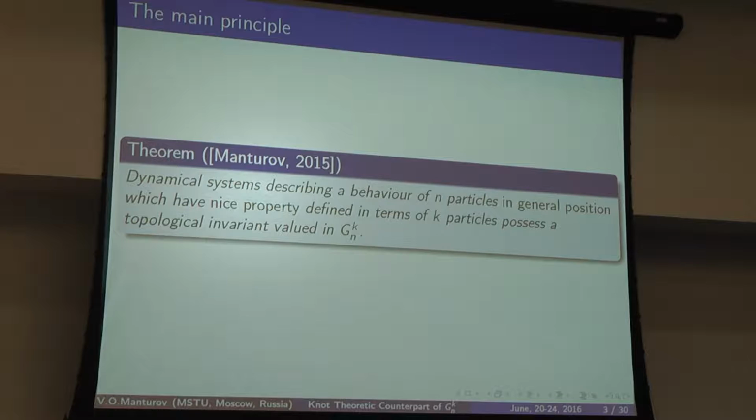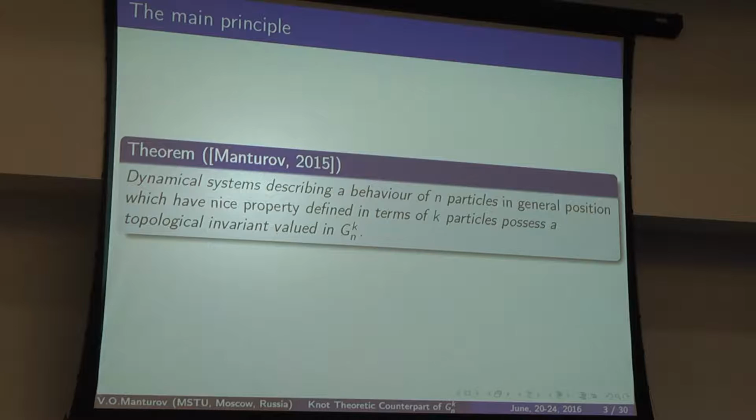I'm going to start with the main principle, or maybe main theorem, and I will decipher many things during my talk. The principle is: if we have a dynamical system which describes the behavior of some n particles, and there is some nice, I would say general position, property which is ruled by some k points, then these dynamical systems will have topological invariants which are valued in groups G_n^k.